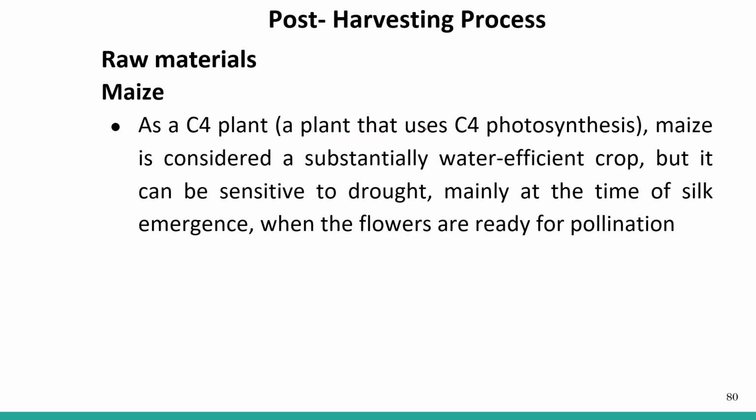As a C4 plant, a plant that uses C4 photosynthesis, we all know that we have C3 plants and C4 plants. In a C3 plant, the first stable component is made up of 3 carbon, and in a C4 plant the first one is 4 carbon. Okay, 4 carbon, that is oxaloacetic acid.